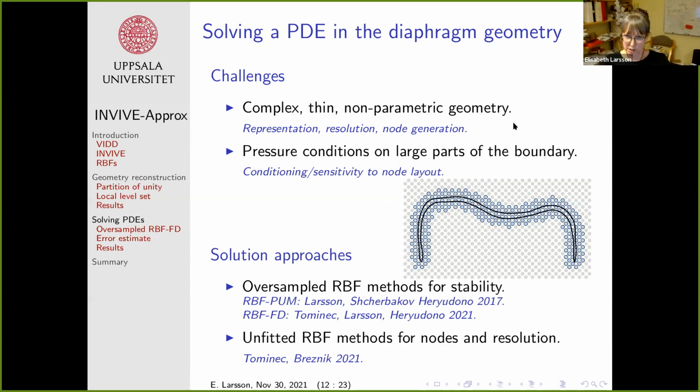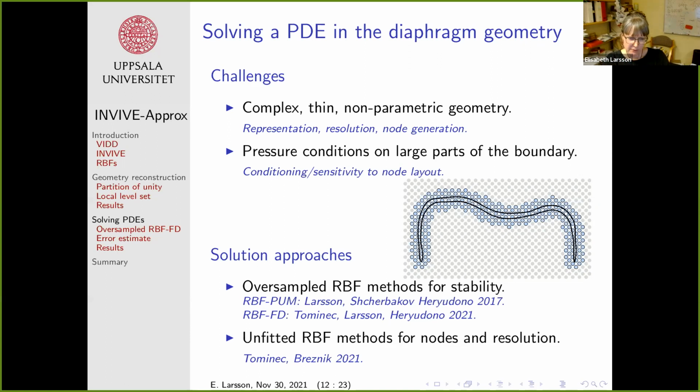So these are geometric challenges. Then we have also PDE challenges. So typically for the diaphragm, most of the boundary conditions when we try to solve a problem are pressure conditions. So you have the pressure in the thorax, you have the pressure in the abdomen. And so these will be derivative conditions. And this leads to higher sensitivity or conditioning of the problem. And the problem becomes more sensitive to where we actually place the nodes.